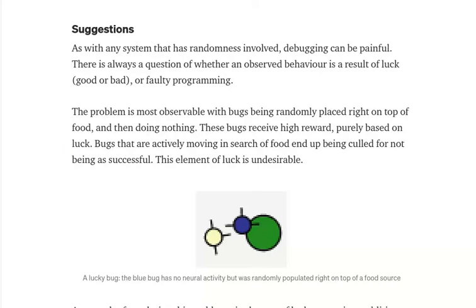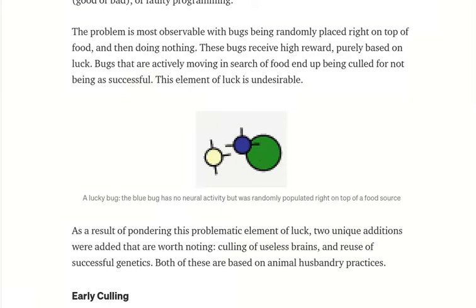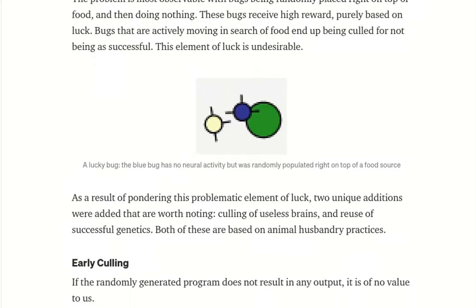A lucky bug, the blue bug, has no neural activity of any kind, but was randomly populated right on top of the food source. As a result of pondering this problematic element of luck, two unique additions were added that were worth noting: culling of useless brains and reuse of successful genetics. Both of these are based on animal husbandry practices.